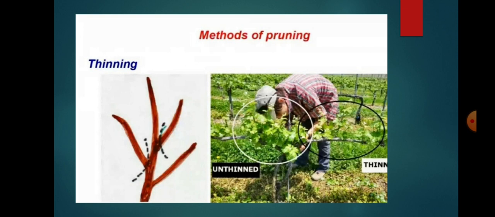What is thinning in the nursery? If there are too many seedlings in one place, the growth of the seedlings will be affected and nutrient deficiency will occur, which leads to loss of quality. So only healthy seedlings are kept and the unhealthy seedlings are removed. This is known as thinning in the nursery.